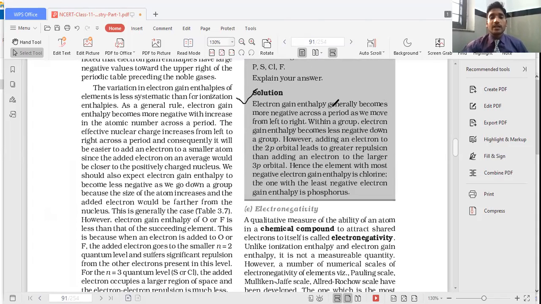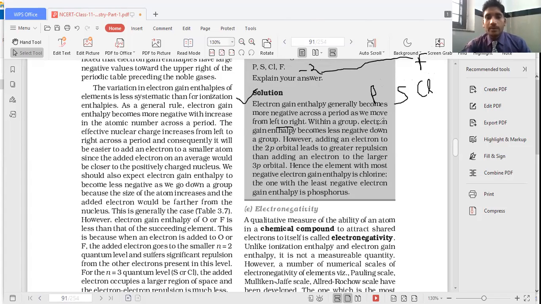Electron gain enthalpy generally becomes more negative across a period as we move from left to right. So let's see where these are placed. In the second period we have fluorine at the end, just before the noble gas neon. Below fluorine we have chlorine, before chlorine it is sulfur, and before sulfur it is phosphorus. Understood?